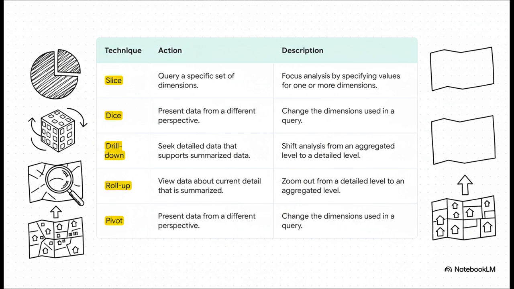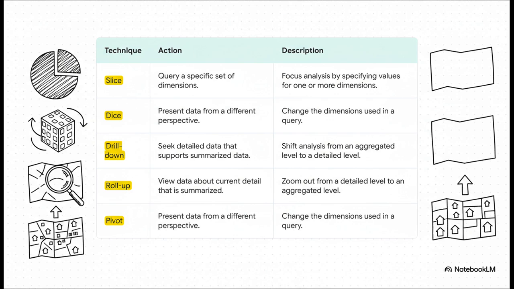Now dicing and pivoting, they're similar. They're both about changing your perspective. Think of dicing as turning a whole Rubik's Cube to look at a new side, like switching from analyzing sales by product to sales by region. Pivoting is more like just swapping the axes on a chart you're already looking at to see if a different layout reveals something new.